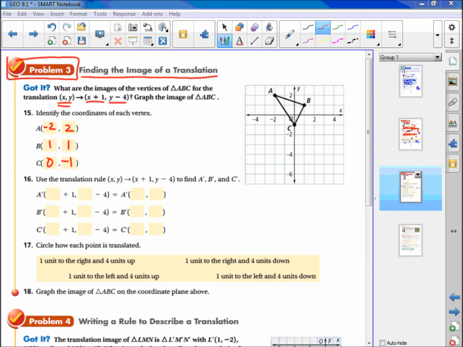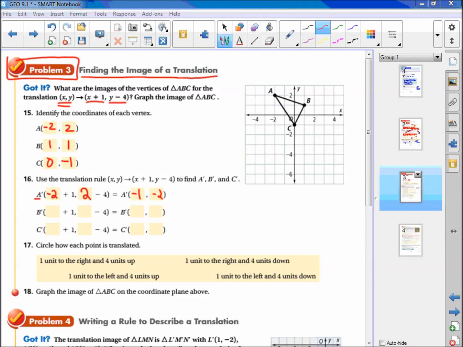Okay? Now, use the translation rule that moves our x,y coordinates x 1 to the right and the y's 4 down to find our new coordinates of A prime, B prime, C prime. So for A, to get our new image of A, we're going to take our old one, the pre-image, and add 1 to the x coordinate, and we're going to subtract 4 from the y coordinate. So -2 plus 1 will give us -1 for our new A prime. And 2 minus 4 will give us -2 for our new A prime's y coordinate.